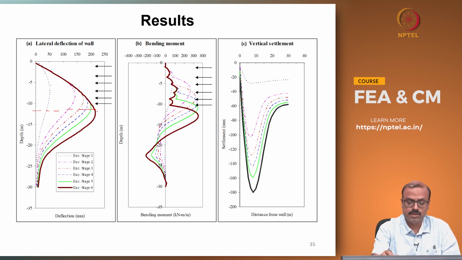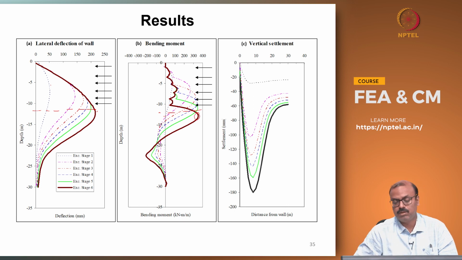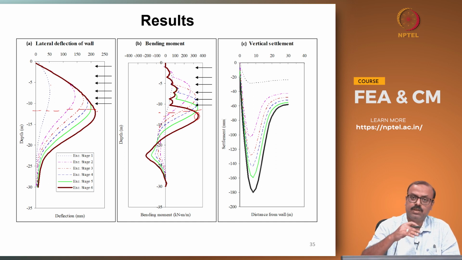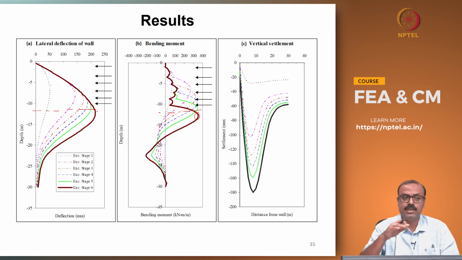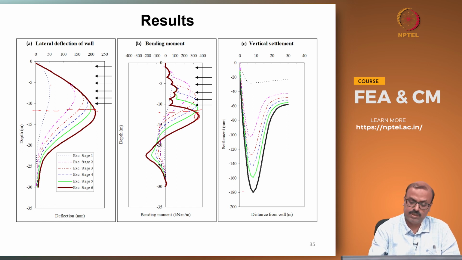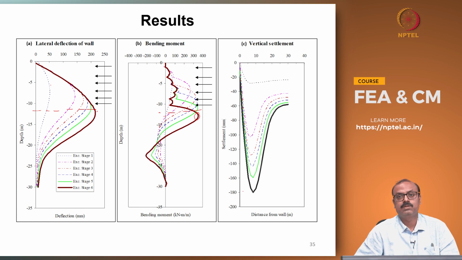The same thing is observed in the bending moment diagram also. You can see that the maximum bending moment occurred a little below the excavation depth. We also measured what is happening on the ground surface, because as I said, this is a congested environment. So, tracking how the ground around the excavation is settling is also a key issue. As you can see, a very significant settlement of 180 mm is expected at the ground level.